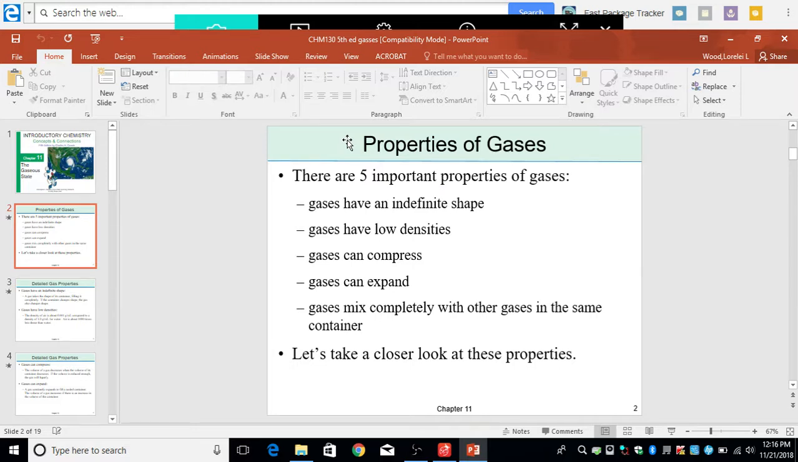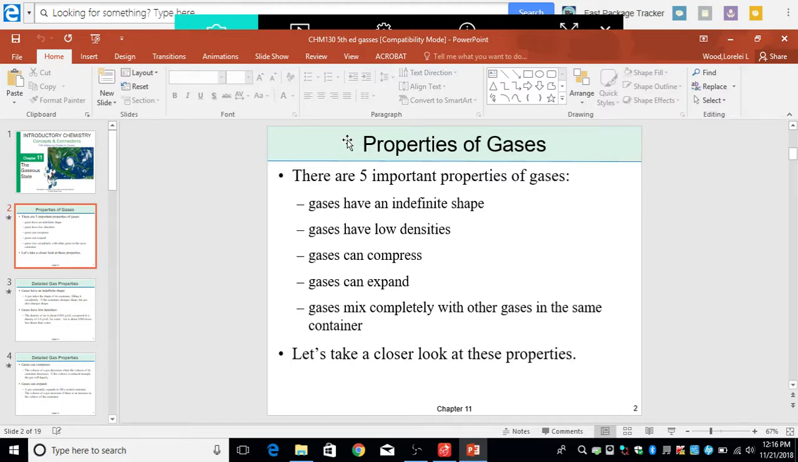These are things you probably already have observed on your own. They have an indefinite shape. You have a container of gas, you open up the container of gas, it's going to move out into the air. They have very low densities. Gas densities are recorded in grams per liter rather than grams per milliliter. And we use grams per liter because you need a larger volume of gas in order for it to have a mass.